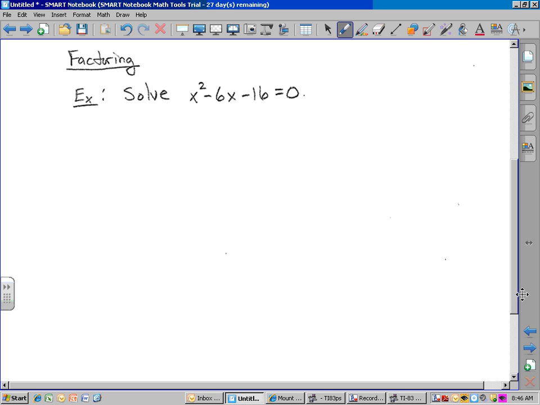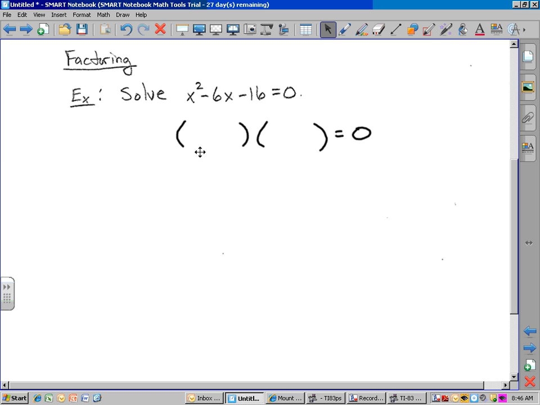Okay, solve x squared minus 6x minus 16 equals 0 by factoring. To do that, we set up 2 sets of parentheses. Now, the first term in each of these, right here and right here, are going to be factors of x squared.